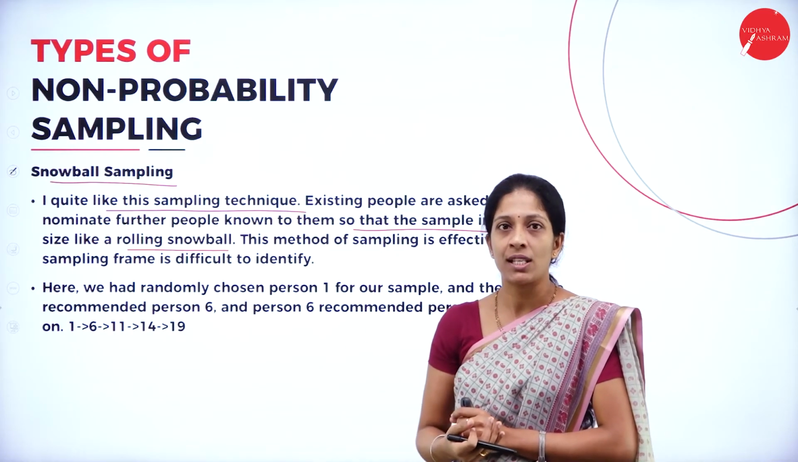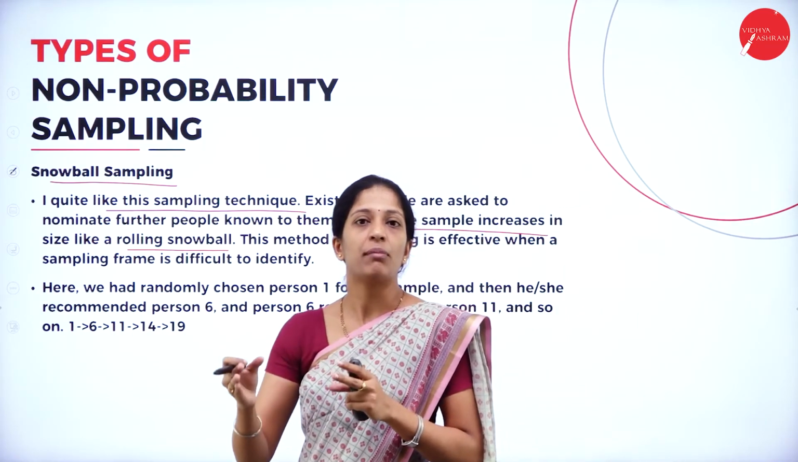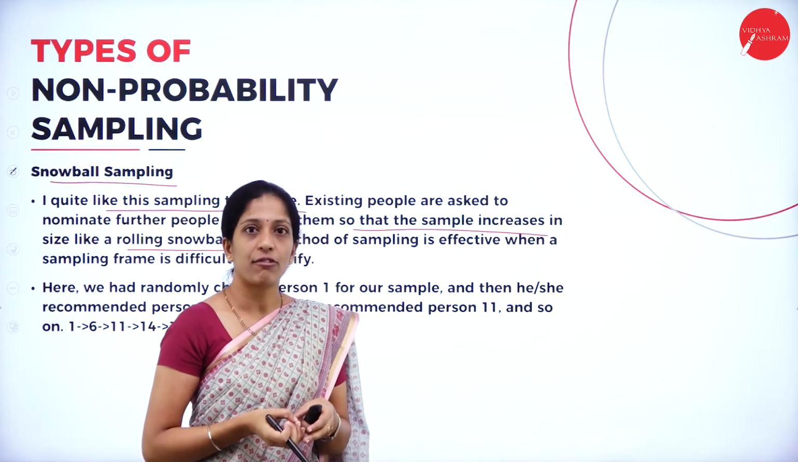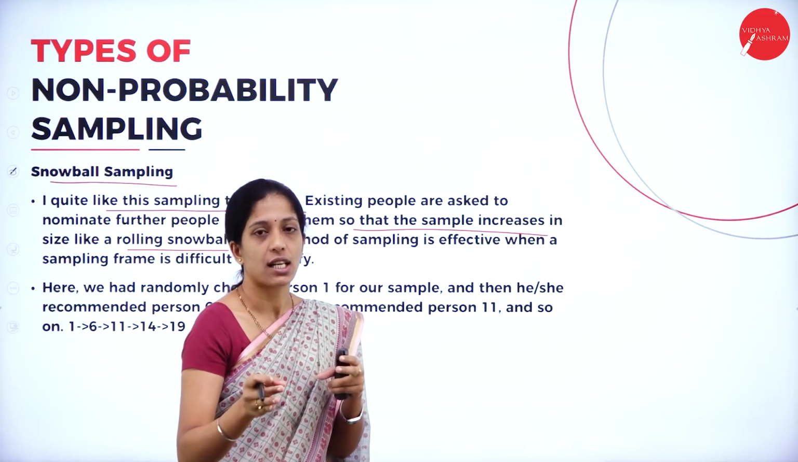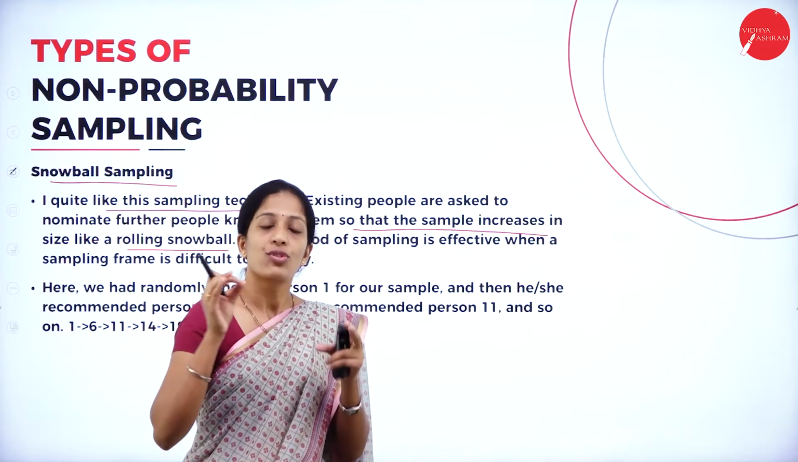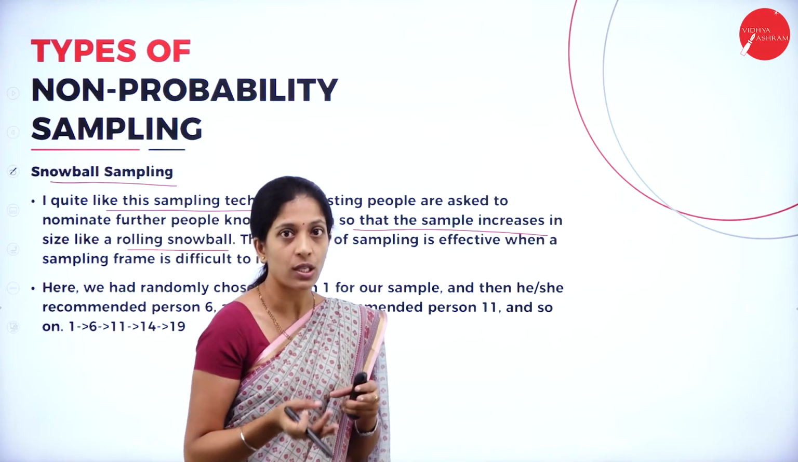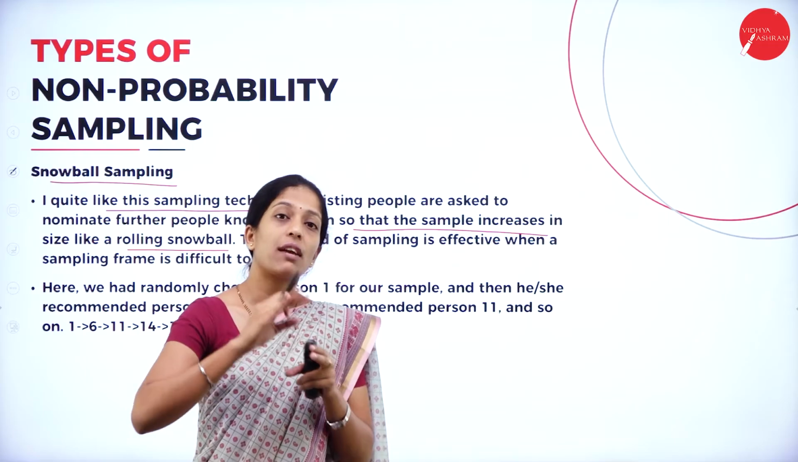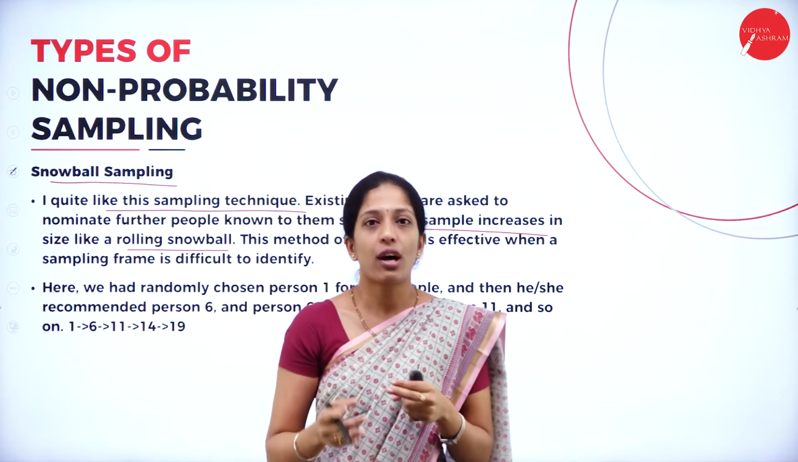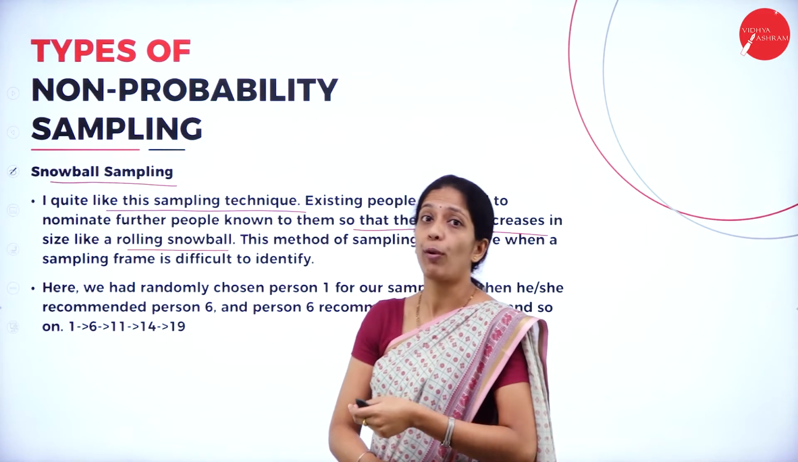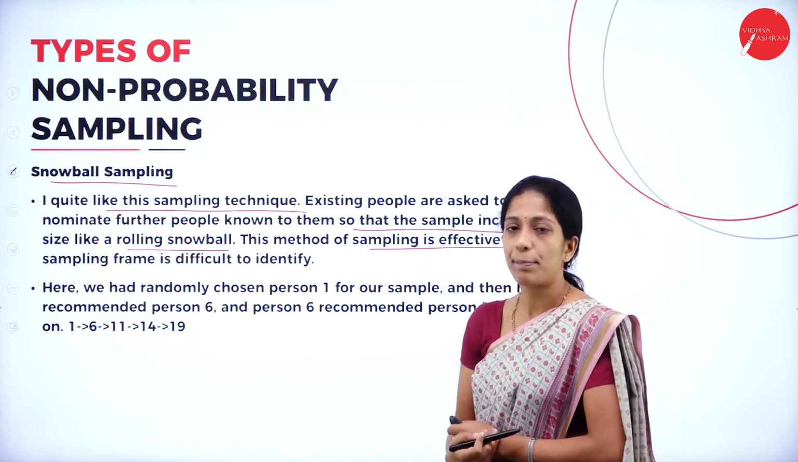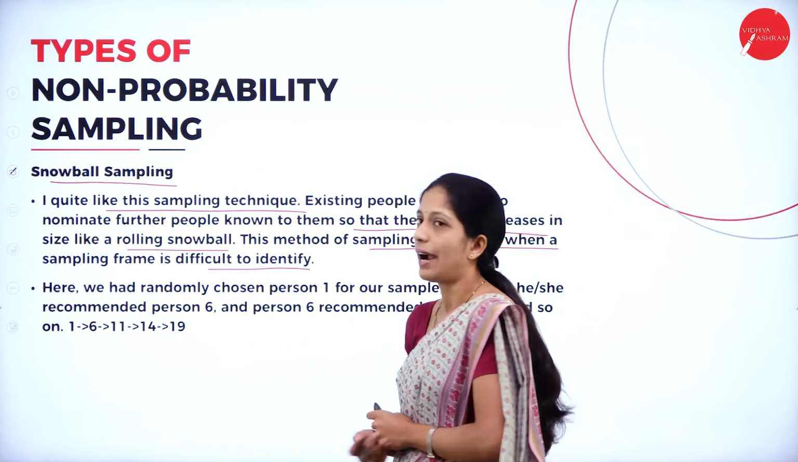Now, what does it mean? I am randomly asking an individual to give me some information. After giving the information, he will refer some other person, and that person will refer some other person to get the information. He will give the information he knows, then for more information he will refer some other person whom he knows well. So here it rolls on like that. So it is known as what? Snowball sampling. This method of sampling is effective when the sampling frame is difficult to identify.